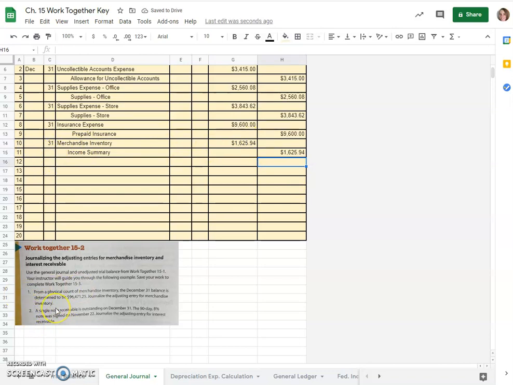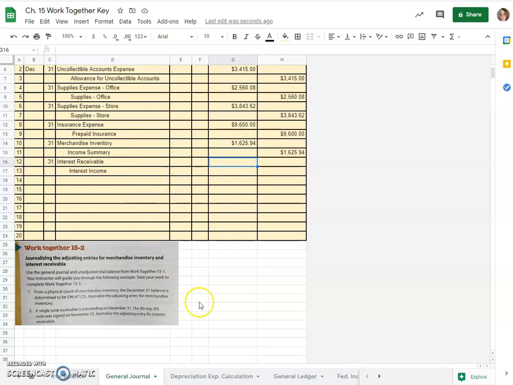Next adjusting entry. A single note receivable is outstanding on December 31st. The 90-day 8% note was signed on November 22nd. Journalize the adjusting entry for interest receivable. Okay, so here we go. We know it's on the 31st, and we know that our entry will be a debit to interest receivable, and it will be a credit to our income account, interest income. Now we just have to figure out the amount.